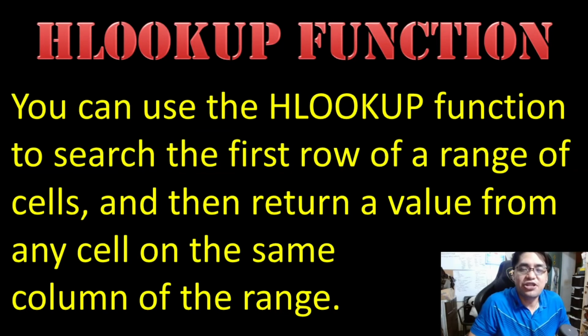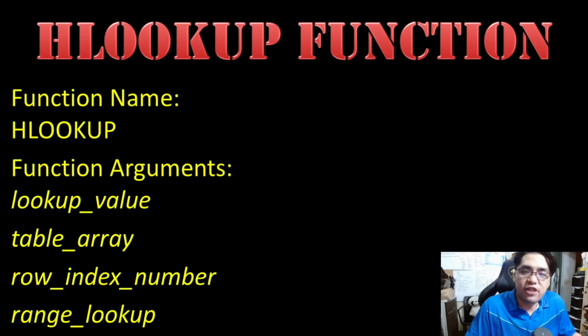Next, we have the HLOOKUP function. You can use the HLOOKUP function to search the first row of a range of cells and then return a value from any cell on the same column of the range. For the HLOOKUP function, we have the function name HLOOKUP, and for the function arguments, we have lookup value, table array, row index number, and the range lookup.